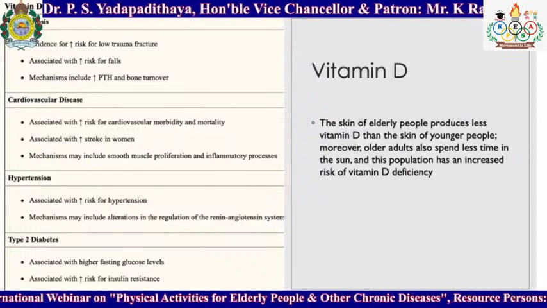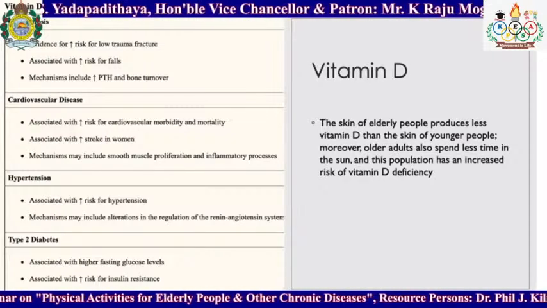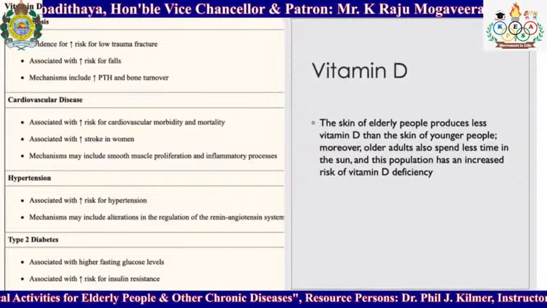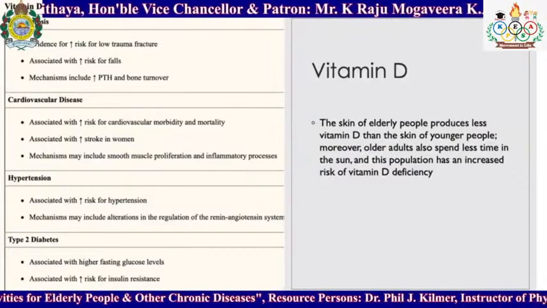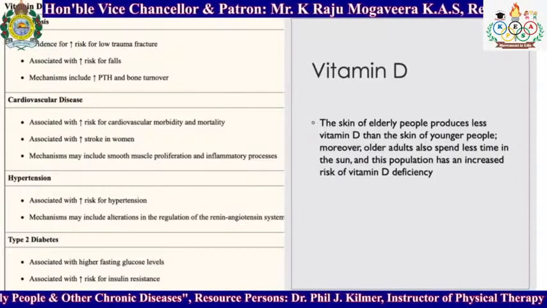We also know that vitamin D deficiency is really correlated with a lot of different risk factors: risk factors for osteoporosis, for cardiovascular disease, for hypertension, and for type 2 diabetes.